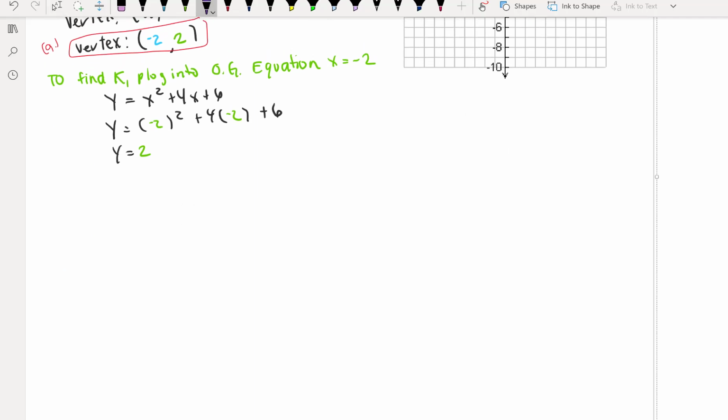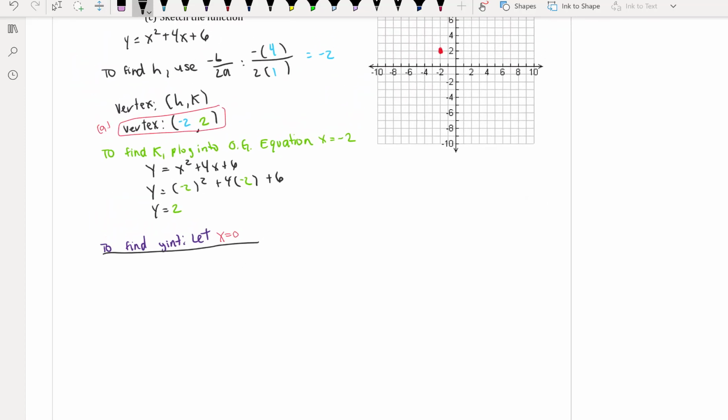Hopefully this is sounding very, very familiar. To find the y-intercept, you let your x value equal 0. So, okay, from my original equation, y equals x squared plus 4x plus 6, where that x value, I'm going to be plugging in a 0. Then y is equal to positive 6. So my y-intercept is (0, 6).